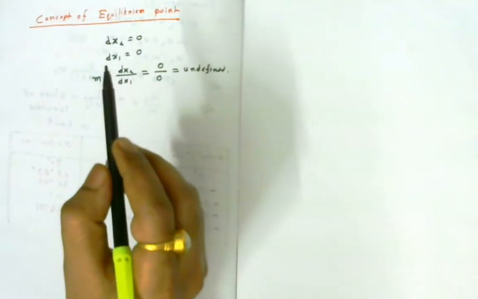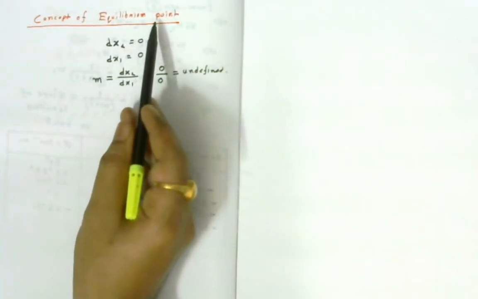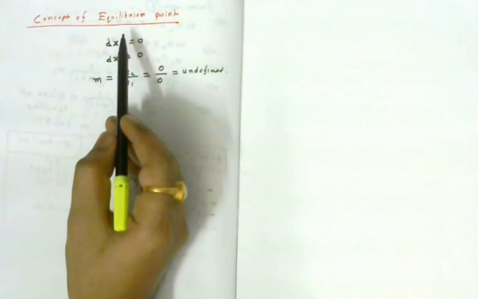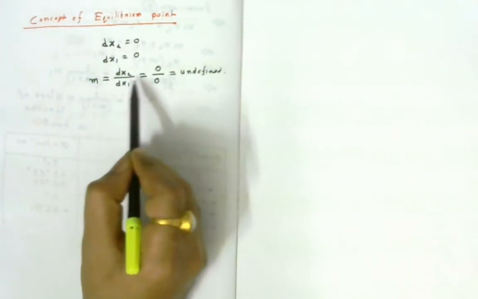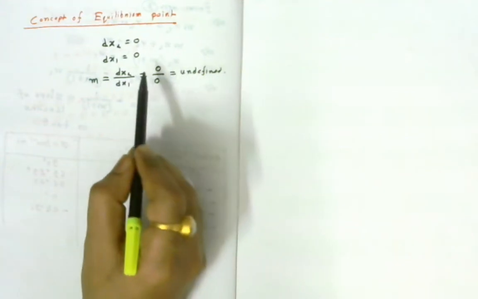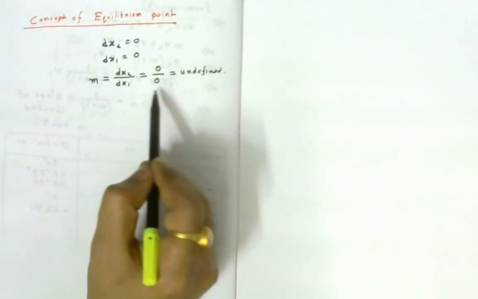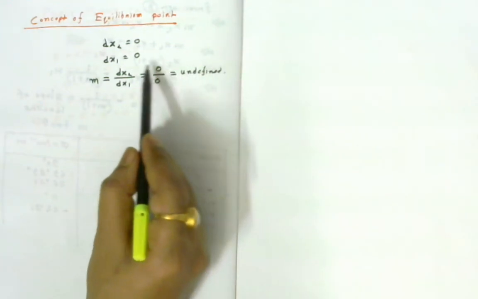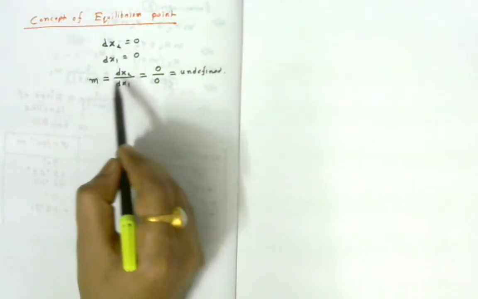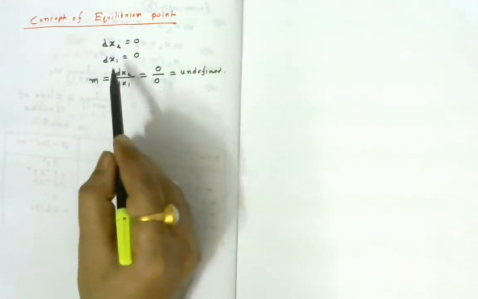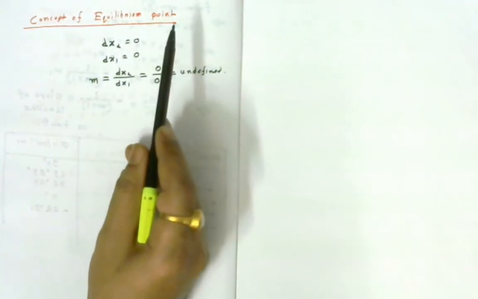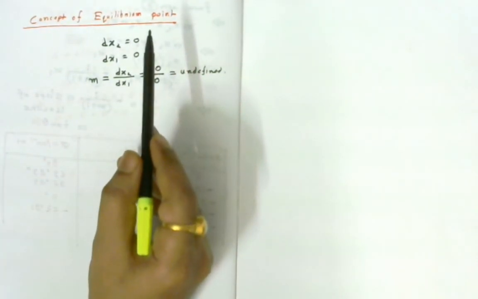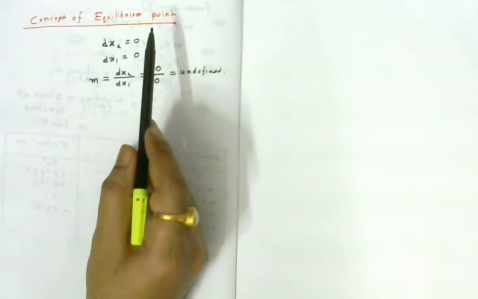So I can define my equilibrium point such that there is no change of x1, there is no change of x2. That means the trajectory is stopped here, and also the slope of the trajectory is undetermined. So if this condition is satisfied at any point on the phase plane, that point is called equilibrium point. I am repeating this concept once again. Equilibrium point is the point on the phase plane where there is no movement of phase plane trajectory. That means the phase plane trajectory stopped at that point.